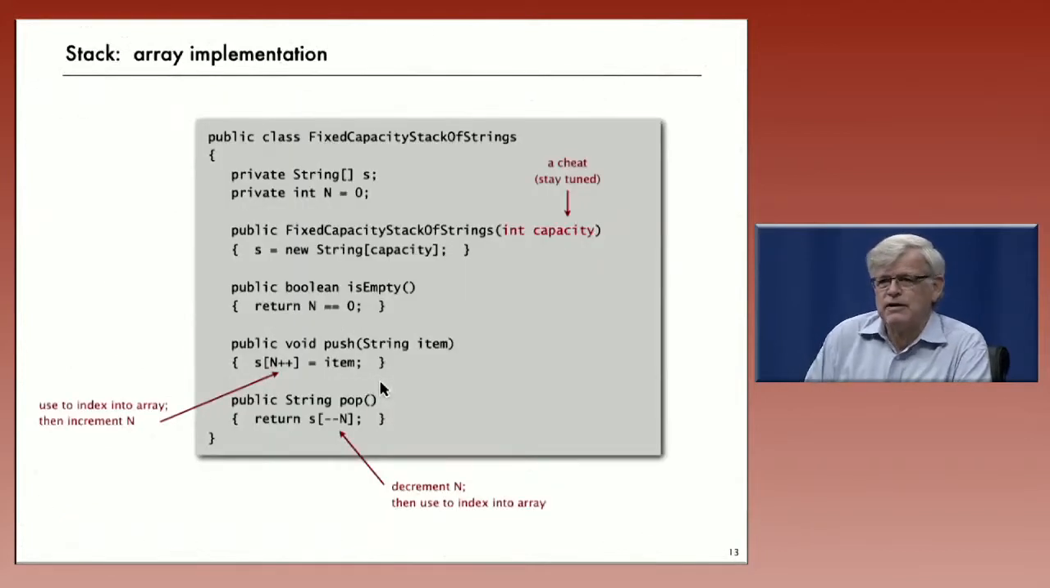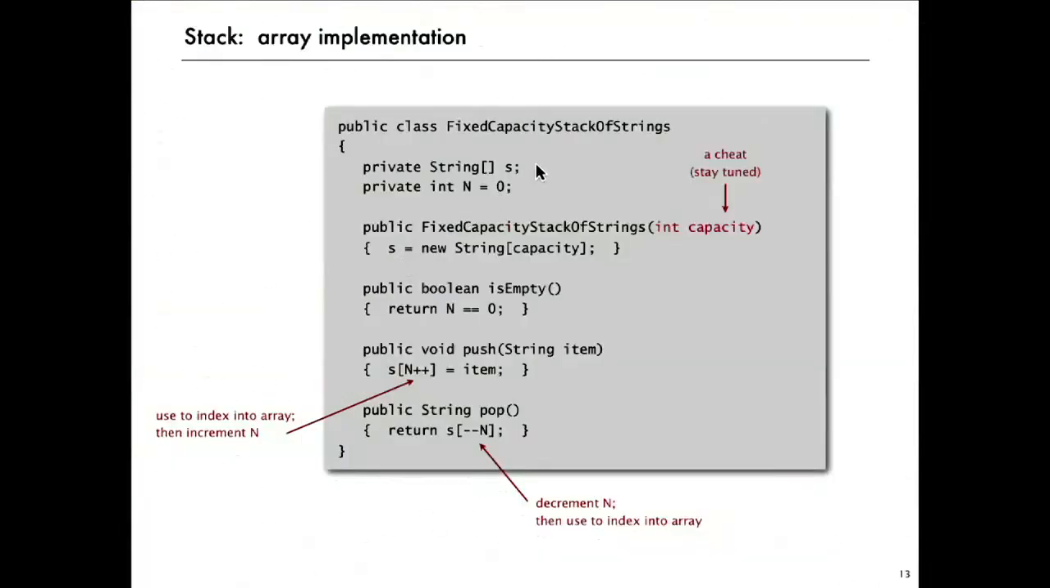All right, so here's the full implementation of stack using an array to represent the stack. Now we have an instance variable, which is an array of strings, and our variable n, which is both the size of the stack and the index of the next open position on the stack. This one has a constructor, and the constructor creates the array.